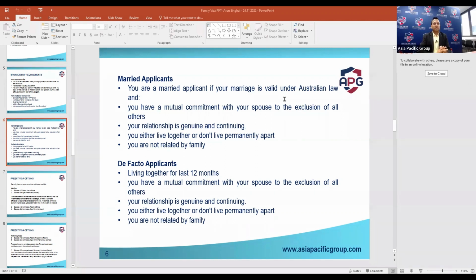Mogiz is asking how we can give proof that you are married. If you are married, then basically we need to provide a marriage certificate. The marriage certificate can be from a foreign country. It will be considered.